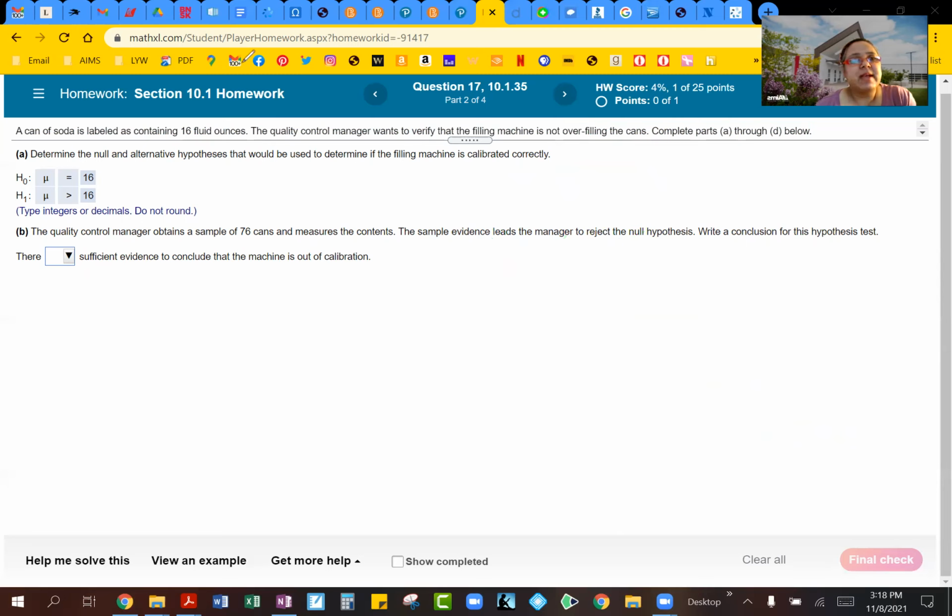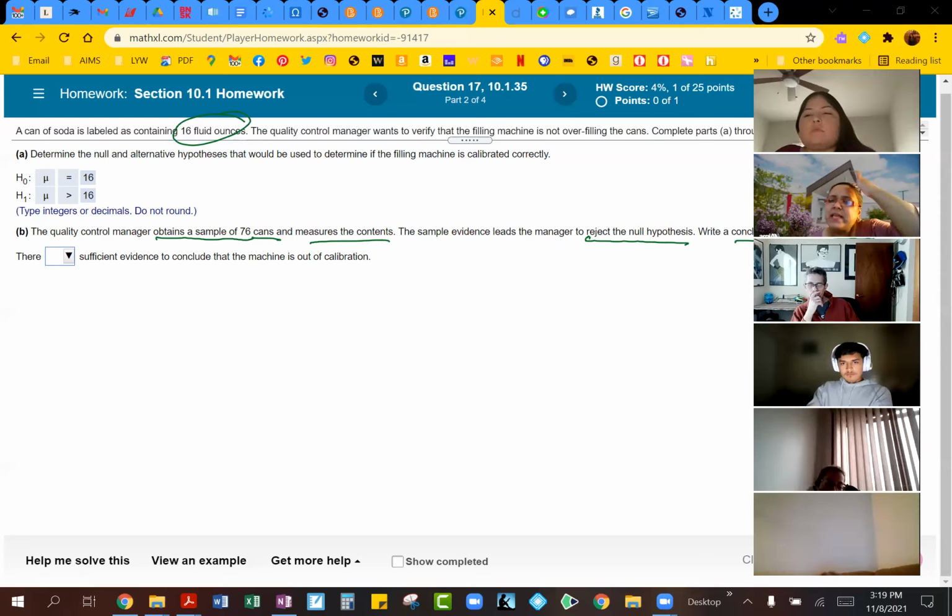All righty, so let's clear this out. Then they are saying part B, the quality control manager obtains a sample of 76 cans and measures the contents. The sample evidence leads him or her to reject the null hypothesis. So he's obtaining a sample of 76 cans and measuring the contents, so of course he's trying to see if everything is at 16 ounces or not. And they're telling us he is rejecting the null hypothesis. So write a conclusion for this hypothesis test. What is making him reject the null hypothesis? What would you say?